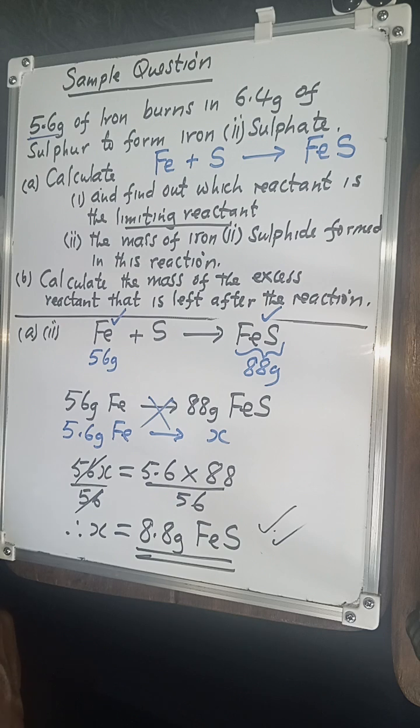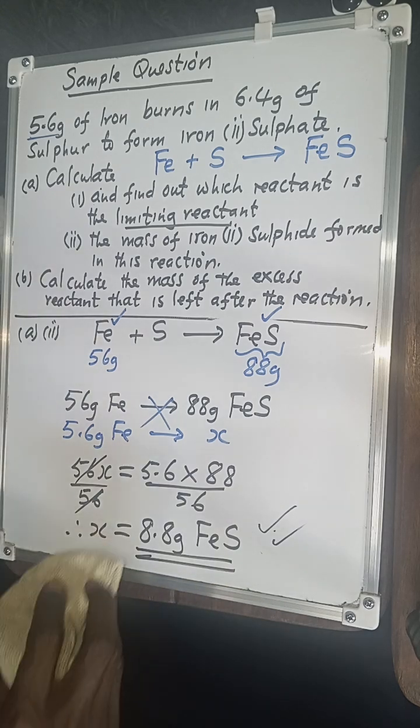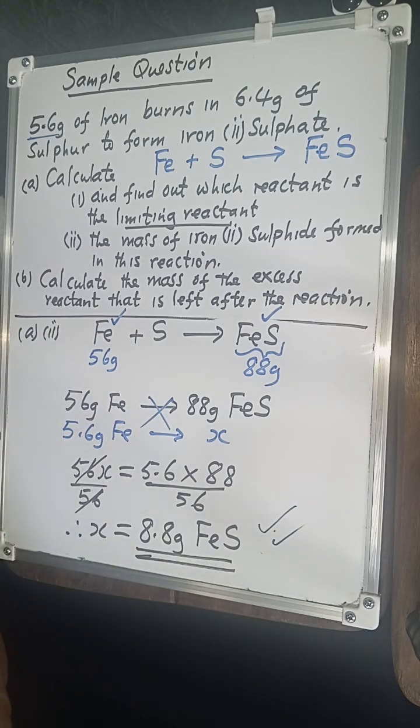So that's basically how you can go about it. If you want to learn more on how to calculate from a balanced chemical equation, please check out my other videos. Otherwise, it's that simple. There are so many ways of finding that one. Let's go and look at B.